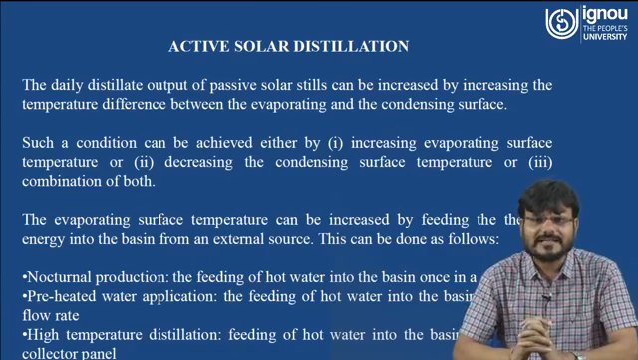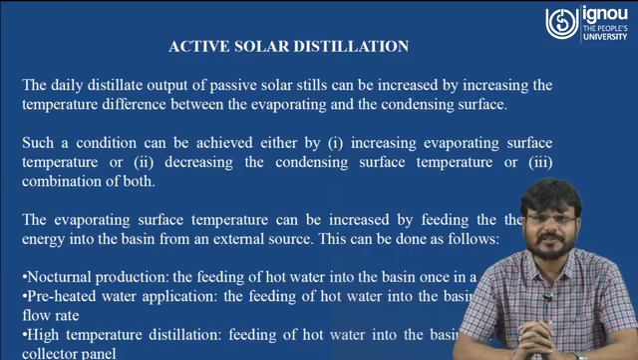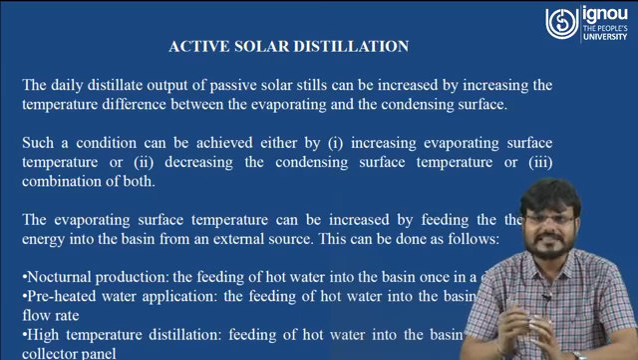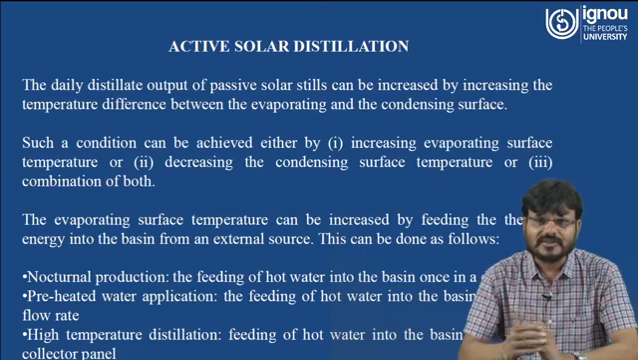Now you have to understand active solar distillation. The daily distilled output of a passive solar still can be increased by increasing the temperature difference between the evaporating and the condensing surface. Such a condition can be achieved either by increasing the evaporating surface temperature or by decreasing the condensing surface temperature, or a combination of both. As I told you, if you want to increase the yield of the solar still, you either increase the evaporating temperature of the water, or decrease the condensing temperature of that particular glass, or a combination of both can be used.